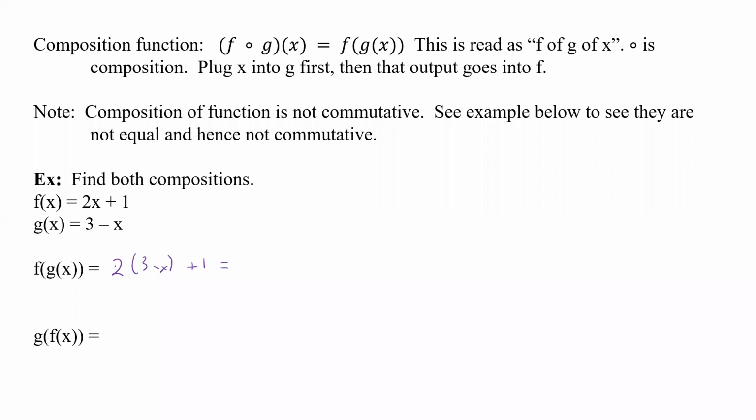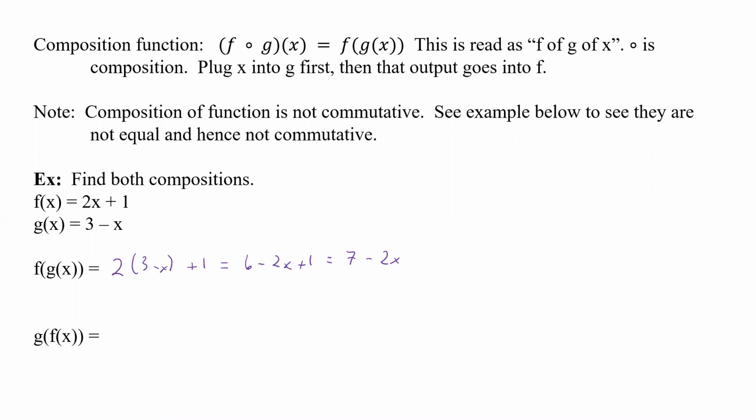So now we have to distribute here. So that's going to give us 6 minus 2x plus 1. And so that's going to give us 7 minus 2x. Okay, so that's going to be what f of g of x is equal to.